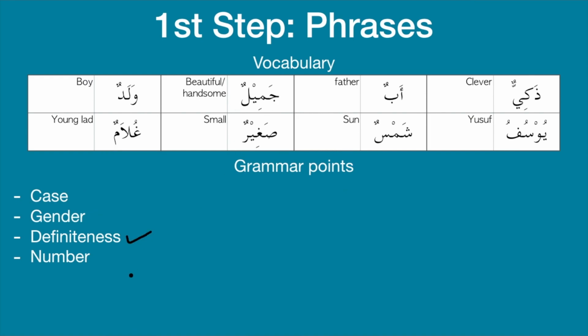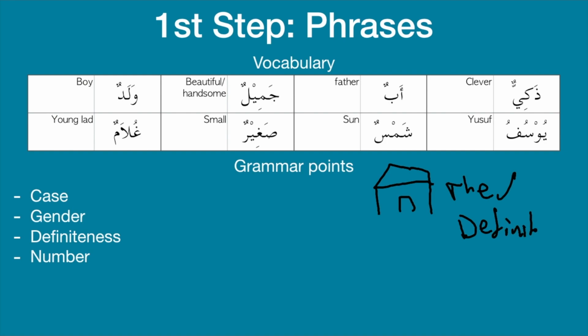Definiteness is the next thing that the two words we're putting together to make a phrase need to agree in. What do we mean by definiteness? Definiteness is how certain we are of something's identity. So let me tell you what I mean. If I said to you, go into the house, okay? Are you certain of which house I'm telling you to go into? If I say the house, yeah, you are. So this is what we call definite.